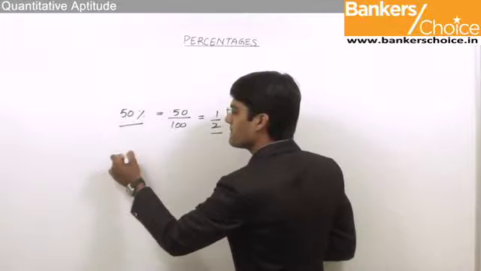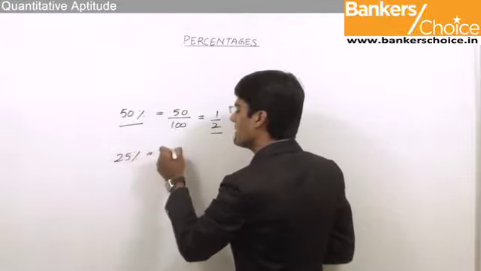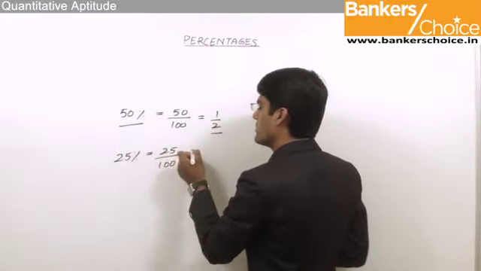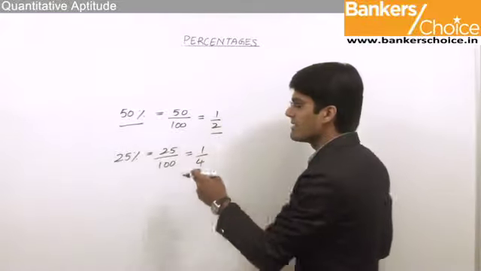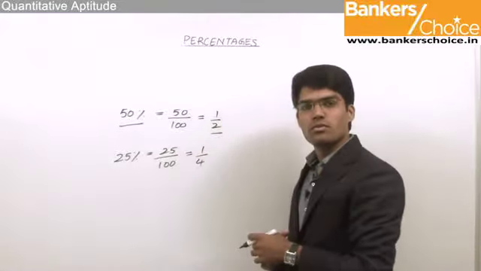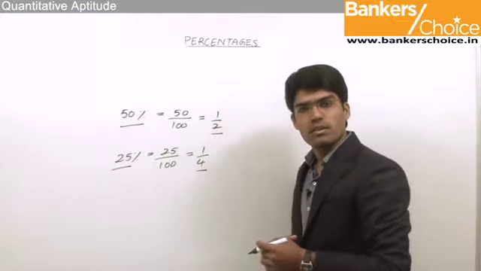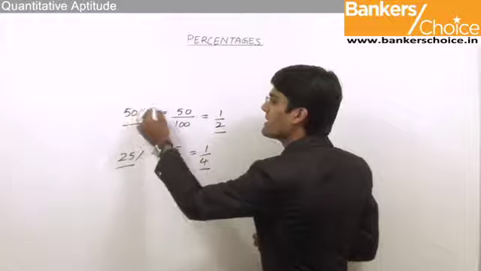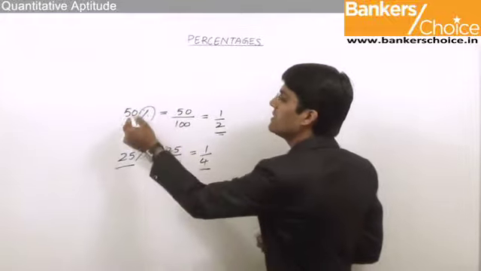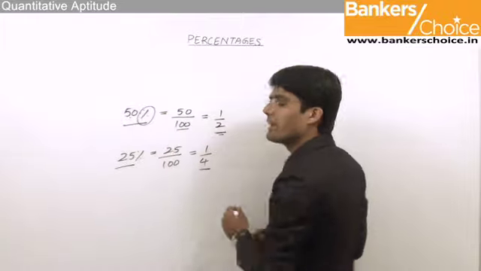Similarly, 25%, which is 25 out of 100, is equal to 1 by 4. Since this is 25 into 1 and 25 into 4. So we can understand that 25% is 1 by 4. So this is how to convert a percentage into a fraction. We need to divide the percentage value by 100.